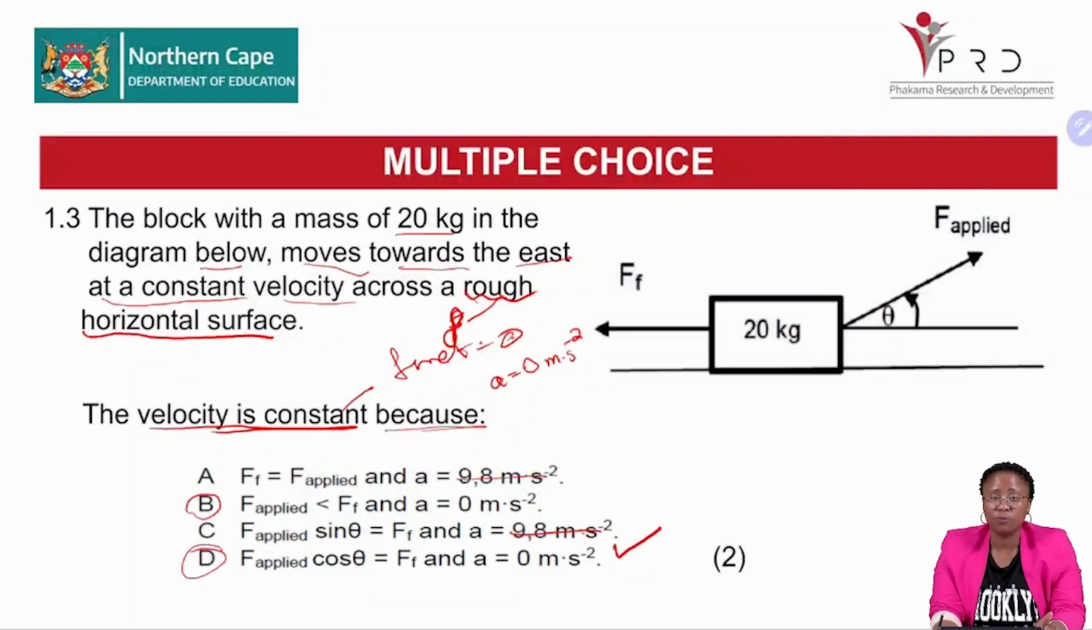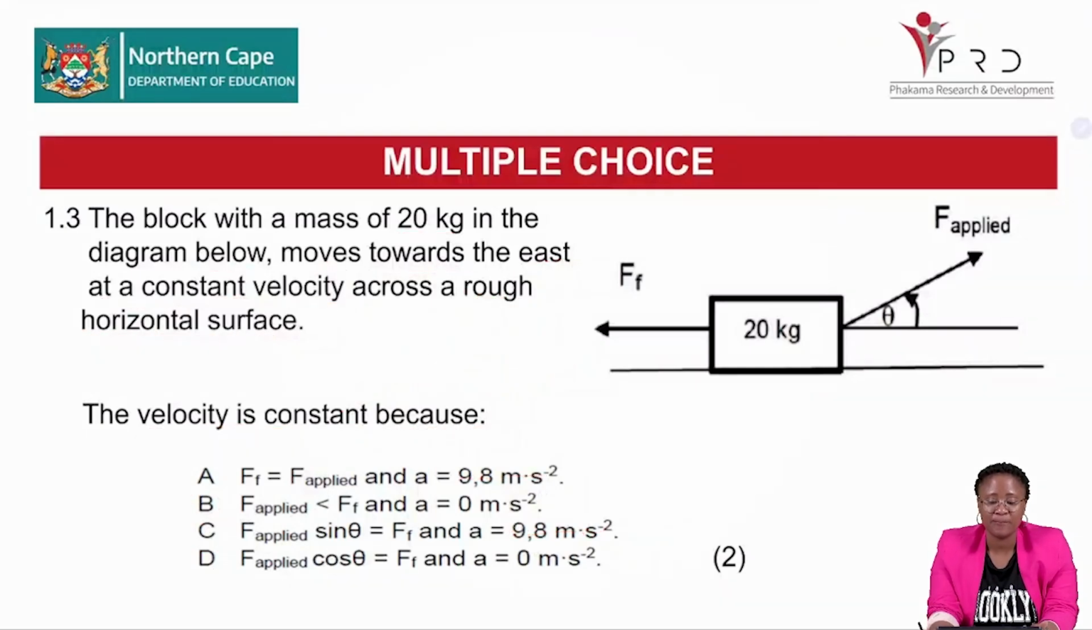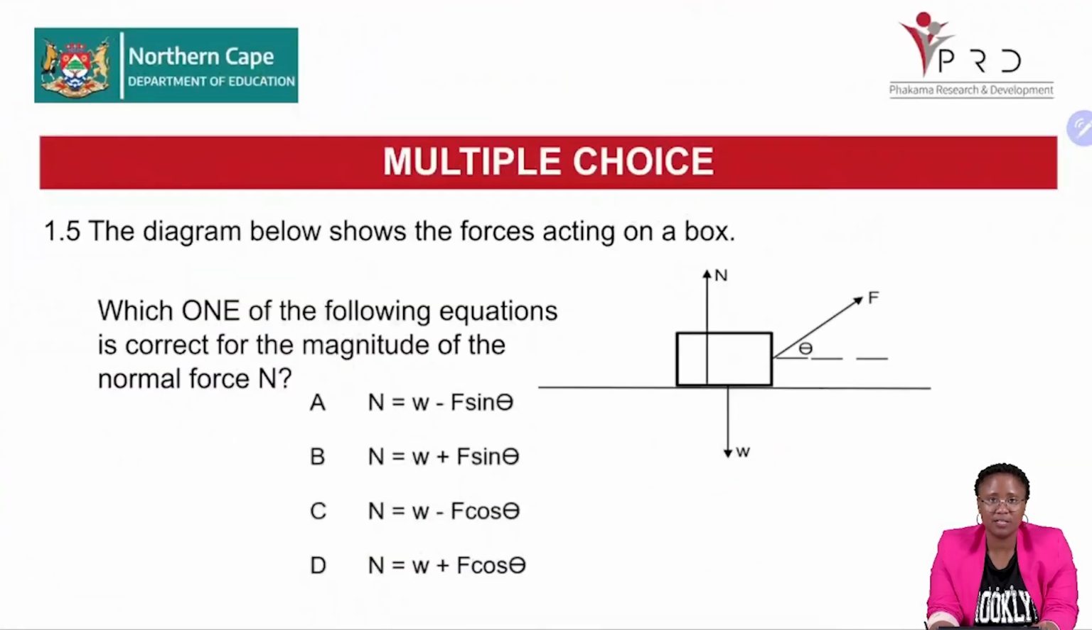Why is D the most correct answer? Because if the object is moving at constant velocity, it means that the component of the force applied will be equal to the friction force. B is incorrect because it says that the force applied will be less than the friction force. And when the force applied is less than the friction force, the object will not be able to move. Okay, let's quickly go to the next multiple choice question.